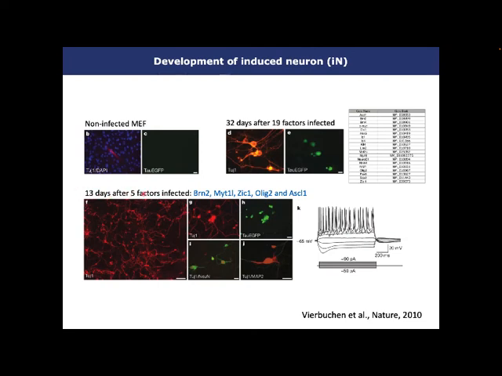So 13 days after the 5 factors, BRN2, MYT1L, ZIC1, OLIG2, and ASCL1, fibroblasts were transformed toward neurons expressing GFP protein as well as the neuron-specific markers within 13 days. And they found that electrophysiologically, these iN, the induced neurons, have membrane potential and electrical activity, which can be stimulated by an electrical pulse. So these properties show that these transformed iN actually have the functional properties of neurons.